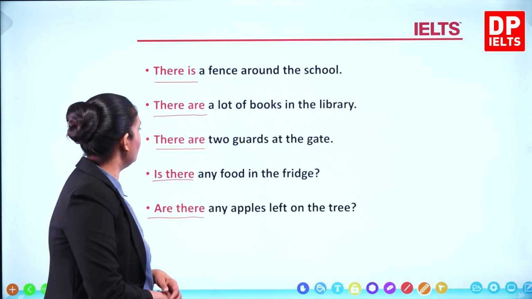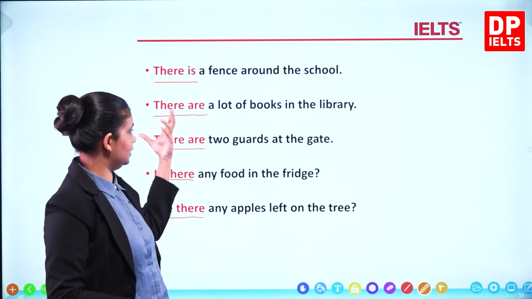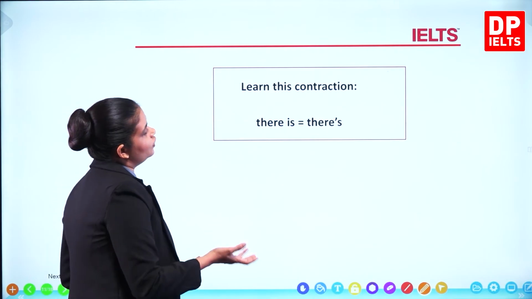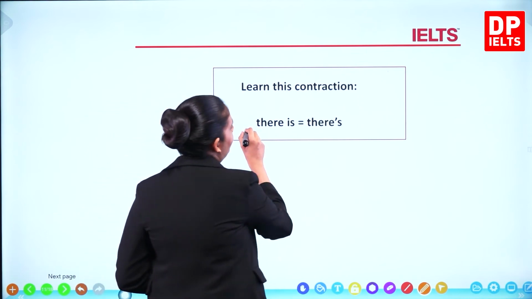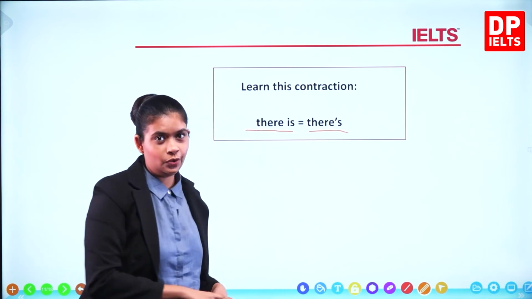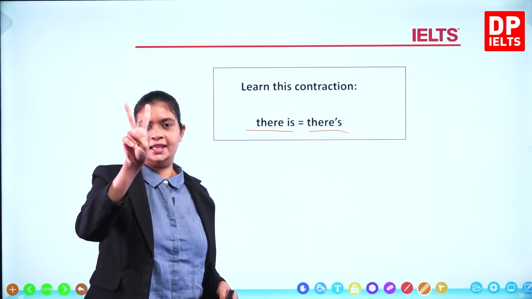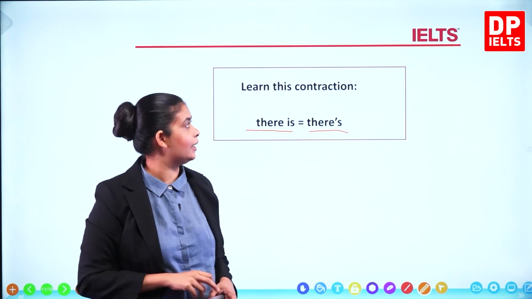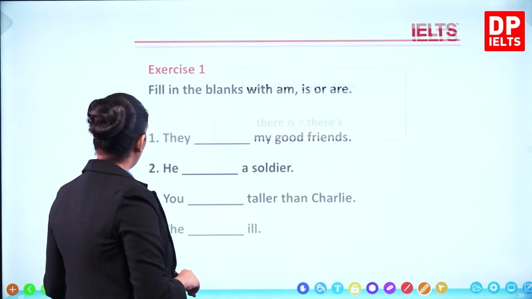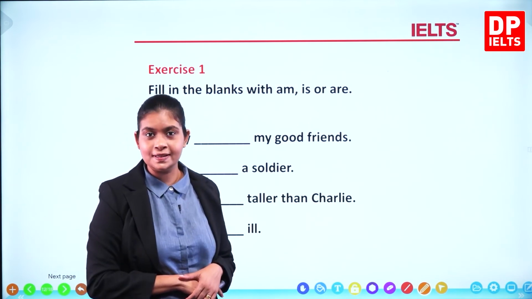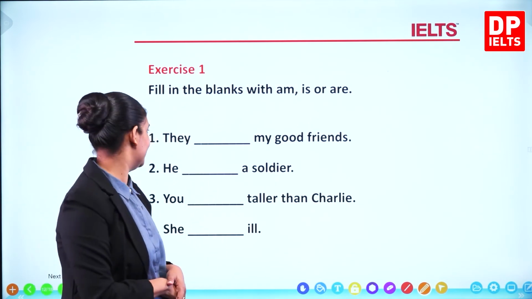So, you have to understand when it is singular, you use there is. If it is plural, you can use there are, as I told you. Let's have a look at the contraction. There is. So, as I told you, contractions are words when you put it together. There is together, there's. Right? Okay. Let us do an exercise to practice what we just learnt.